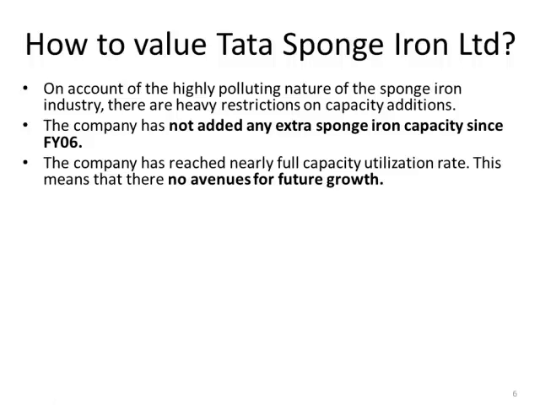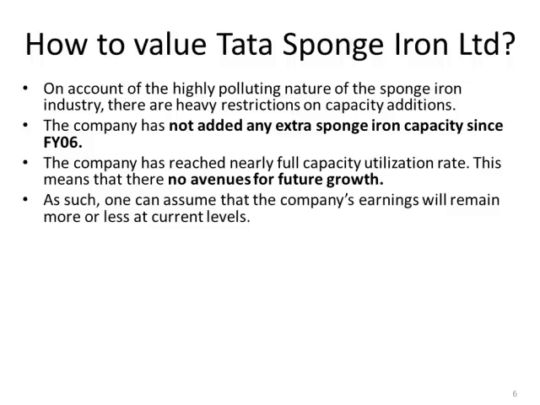The company has reached nearly full capacity utilization, right? We looked at the capacity utilization rate, and this was above 90% in the most recent year. What this tells us is that there are really no avenues for future growth, because we don't expect them to be able to add any capacity, and they're already using most of their capacity. So we can assume that the company's earnings will remain more or less at their current levels. This indicates to us that we do not expect any strong earnings growth for this company.